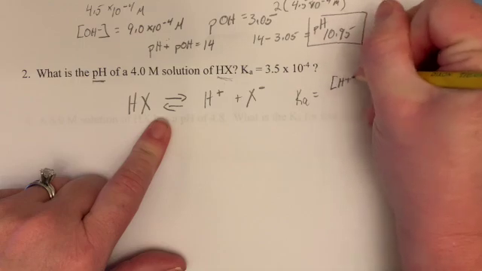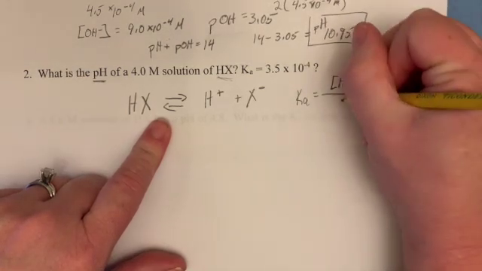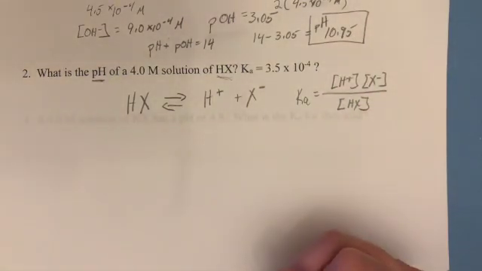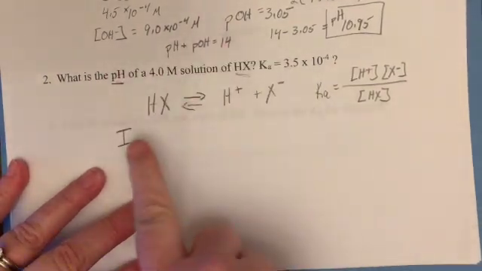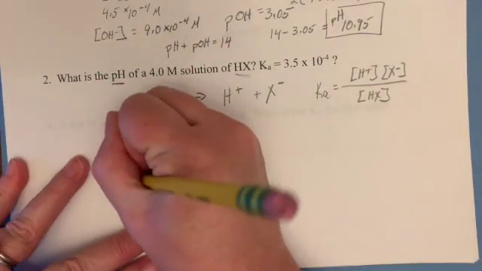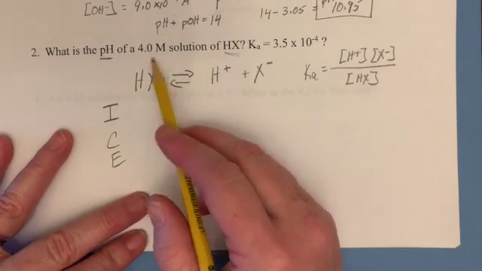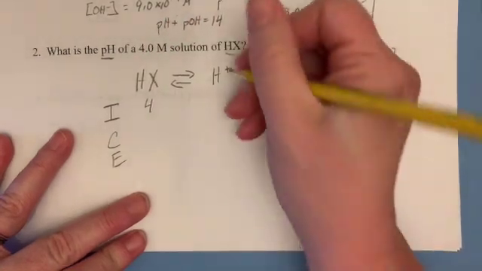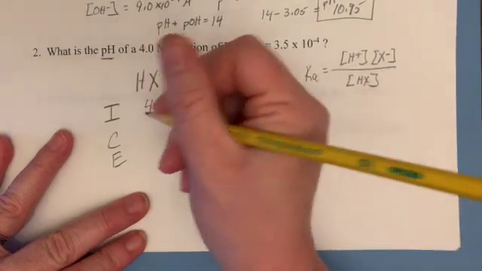We've got our products in the numerator, which is our hydrogen ion and whatever our negative ion is, over the concentration of that original acid. All right, and now we're going to set up an ICE chart. I'll just continue using this same equation. My initial concentration of HX, I told you in the problem, is 4 molar. My initial of my ions is 0 because I don't have any of them yet. They haven't ionized.